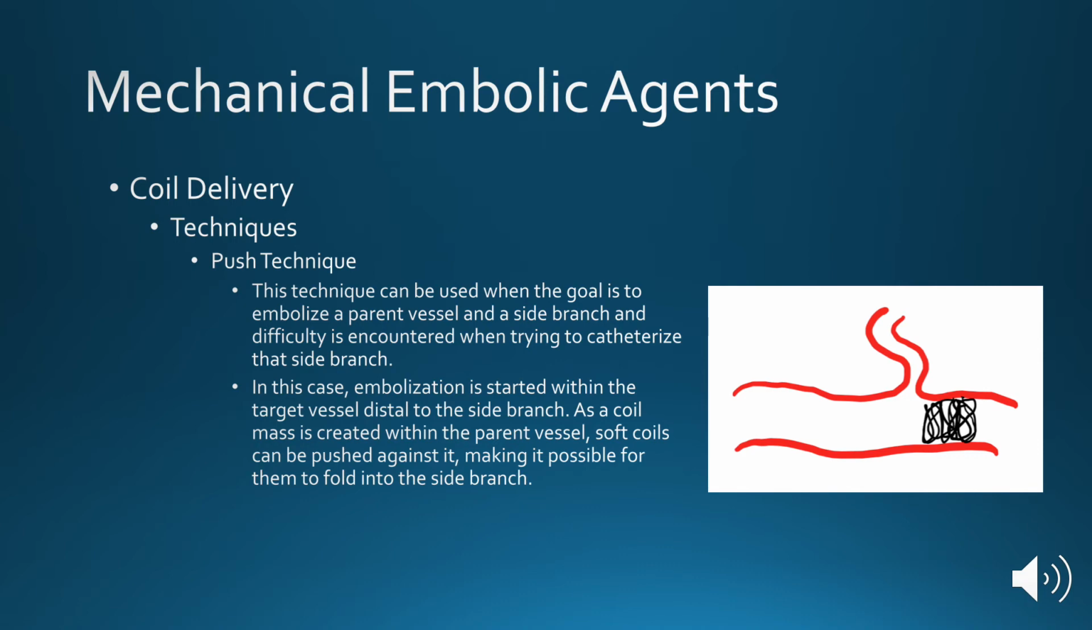And as a coil mass is being created within the parent vessel, you can use soft coils to push against that coil mass, which makes it possible for them to fold into the side branch, like in this particular picture. And what you eventually see is, now that you've embolized that side branch, you can continue with your coil mass in the parent vessel and get an occlusion of both the side branch and the parent vessel.